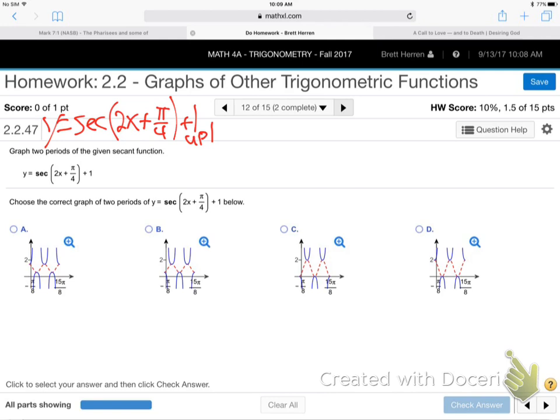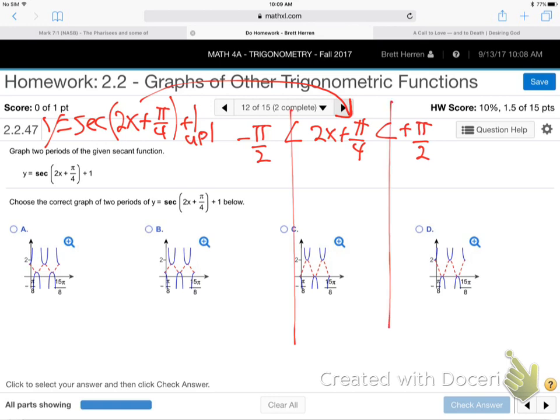But our first thing is what we always do, we grab whatever's in the parentheses, 2x plus pi over 4, and put it between the bounds. What's the bounds for secant? Negative pi over 2 to positive pi over 2. Secant and tangent are the same. The non-cos. All right. So this is a little bit harder one. And in the end, we got to move it up 1.